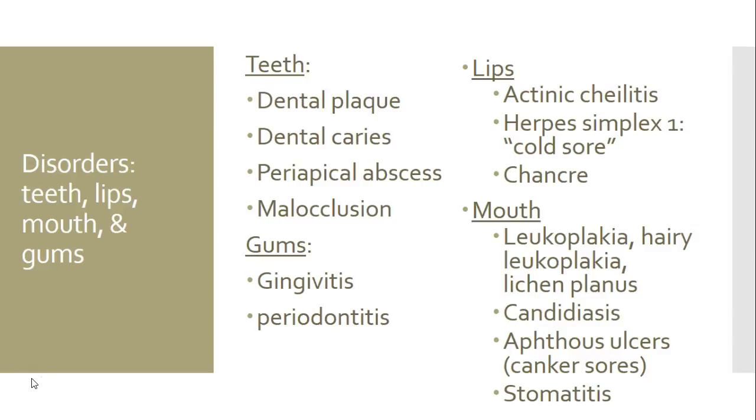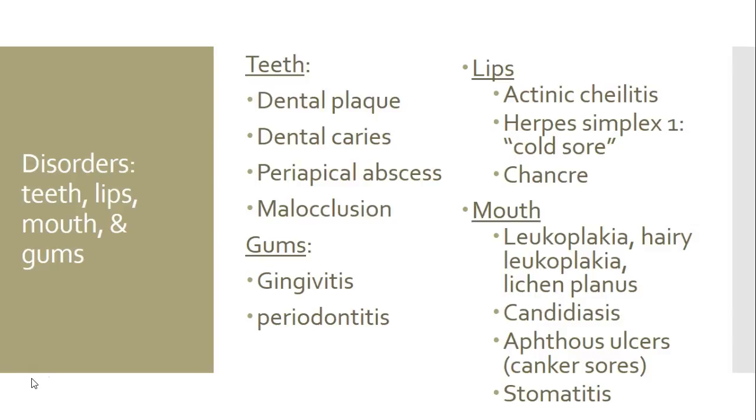When you look at the lips, your common cold sore is a herpes simplex 1. Actinic cheilitis is actually drying and chapping of the corners of the lips in the mouth area there. A chancre is the first sign and symptom of syphilis. We can see this in the peri area, but also can see these occur in the oral area as well.